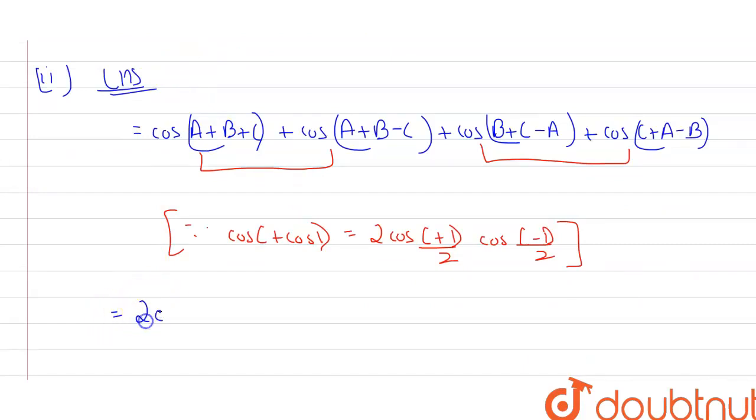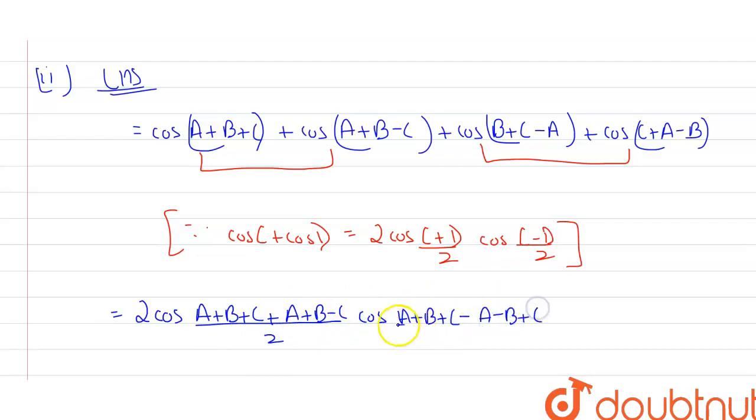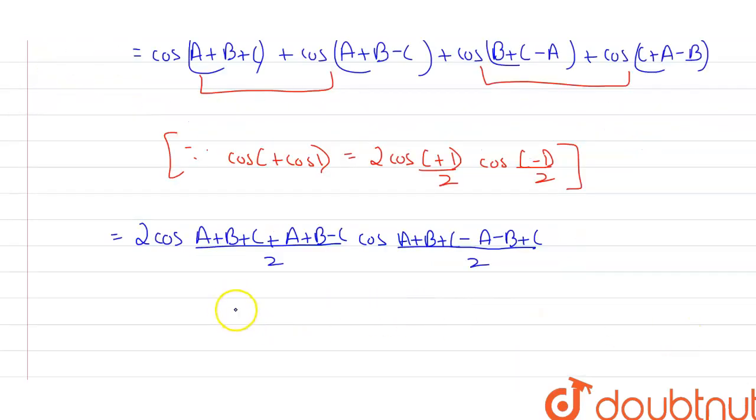This part will become 2 cos of (A plus B plus C plus A plus B minus C) divided by 2. And here cos of (C minus D) will be A plus B plus C minus of A minus B and plus of C, divided by 2. So after moving to this, I have to also write the summation of another part. So some other part will be what?